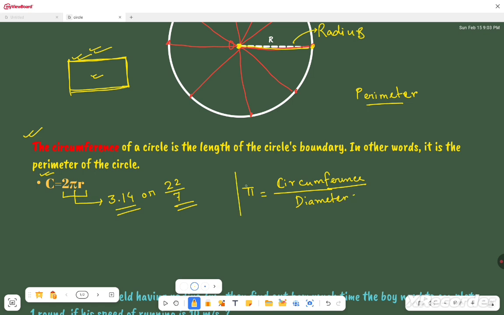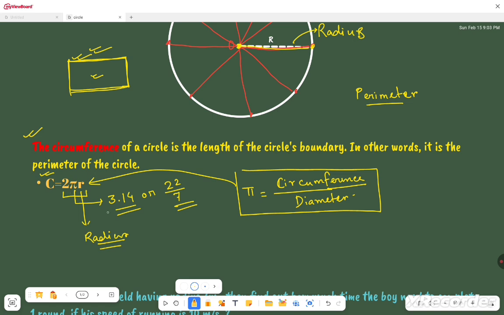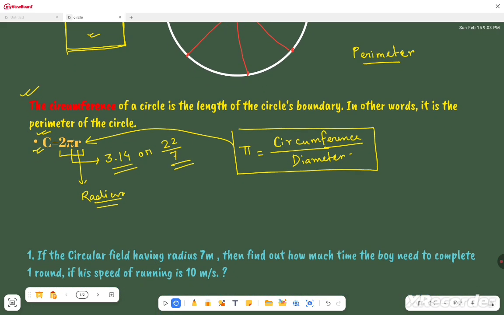So pi is a ratio of circumference to the diameter. This is the definition of pi. From this definition we get the formula C equals 2 pi r, where r is the radius of the circle. Now with this formula we are going to solve the problems from this exercise.